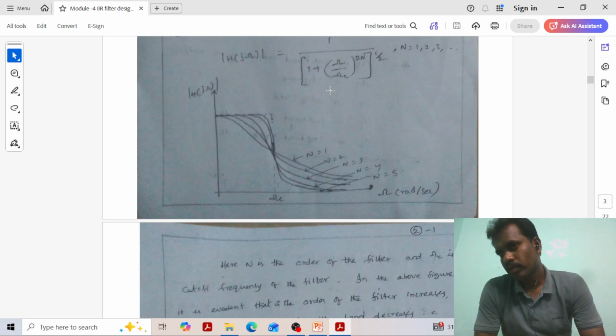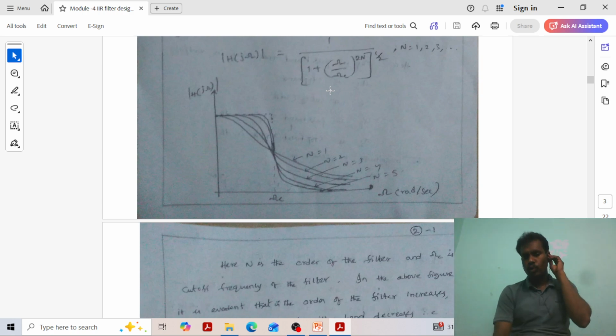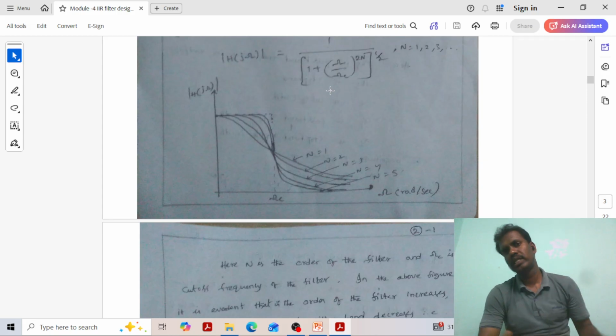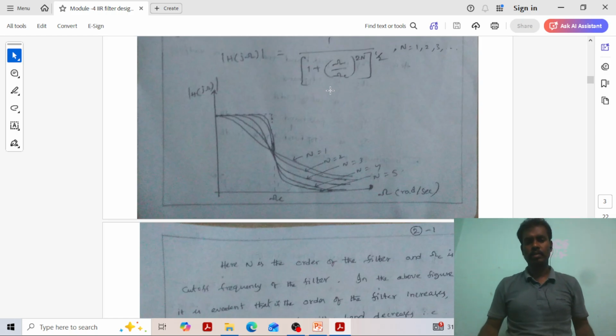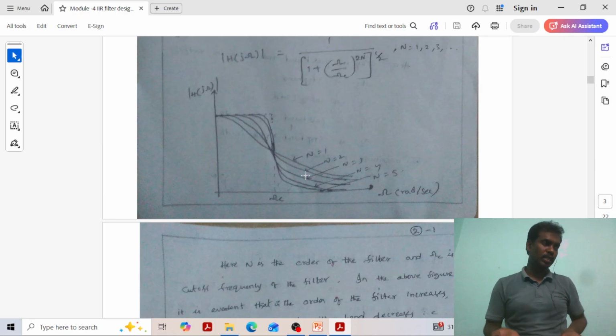And also, to achieve those n poles, we need n storage elements physically in the system. So the order also indicates the number of storage elements in the system, like capacitors and inductors. As we are discussing the analog transfer function, it is achieved by using analog components.